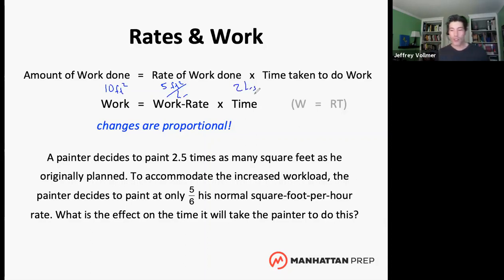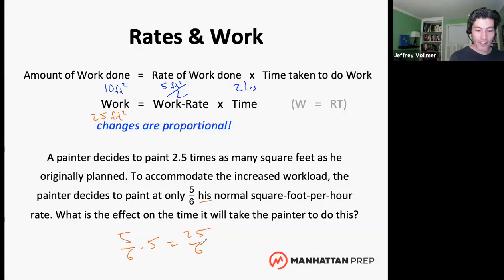All right, let's alter this now. Now let's go to a different color. Now the painter is going to paint 2.5 times as many, or 25 feet squared. But he's only going to paint, or she's going to paint, oh, I guess it is a he. He's going to paint at 5/6 of the normal rate. So I need to know what 5/6 of 5 is. Well, just multiply that out. 5/6 times 5 is equal to 25/6.